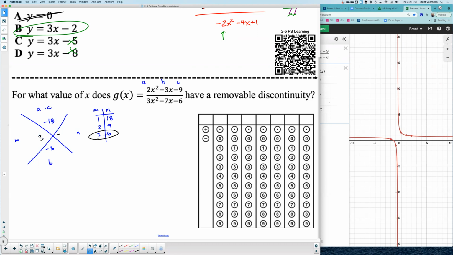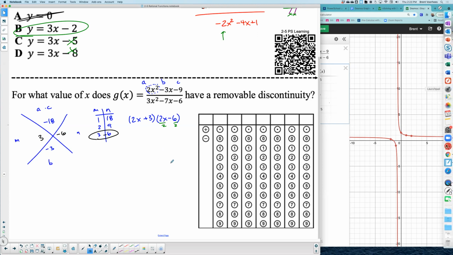So 3 minus 6. You take your a term and you split it. So I'm now going to split this a term. So it becomes 2x plus 3 and 2x minus 6. And one of those two has to simplify. It's the back end. This one can be divided by 2. So we just discovered that the numerator, I'll go ahead and write it over here, is going to be 2x plus 3 times x minus 3.